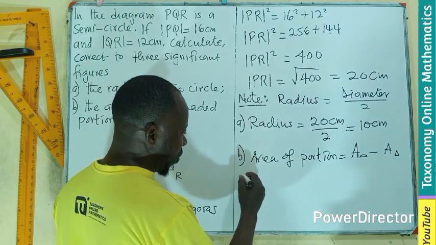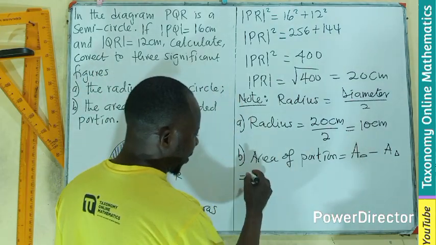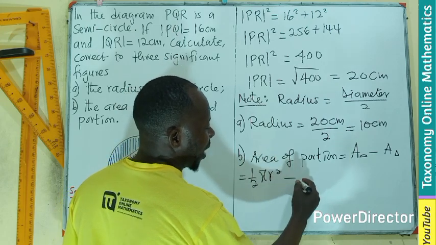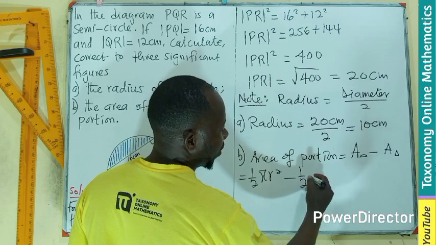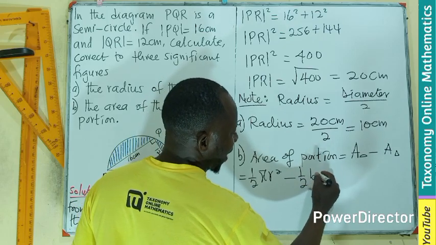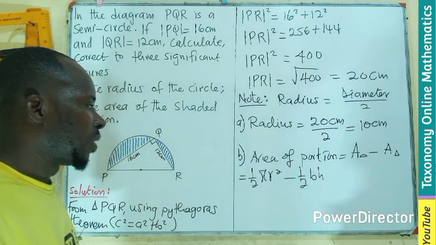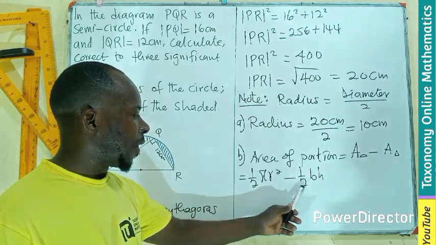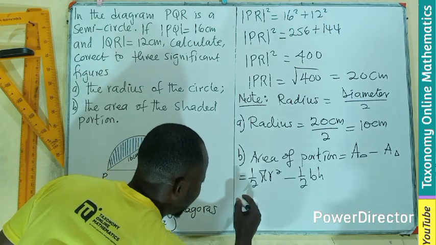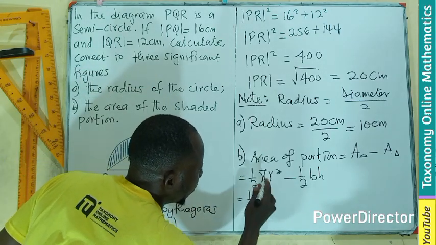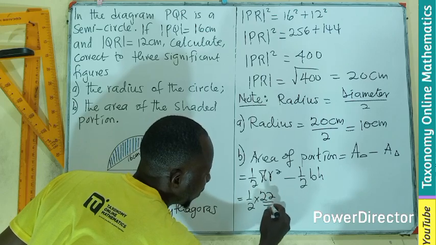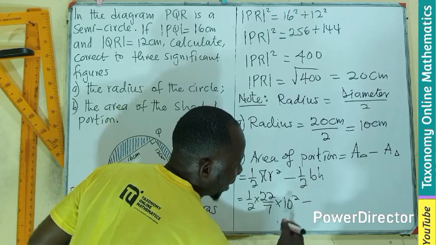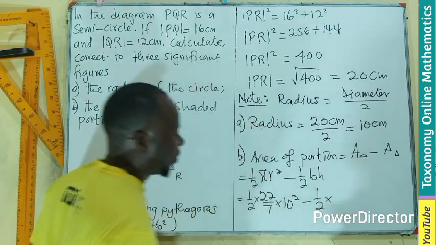So let's go. The area of a semicircle is half the area of a circle, minus half of the base times the height of the triangle. So if I want to do further work, I can also factorize the half out, but let's leave it that way. We have half of pi, which we can take to be 22 on 7, times the radius, which in this case is 10, squared, minus 1 over 2 times the base.